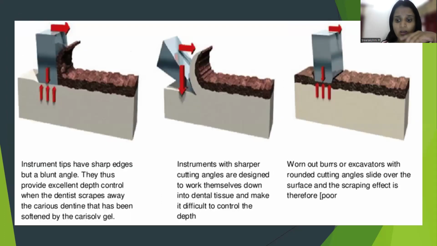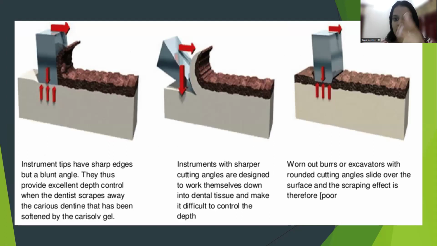So this is the method of removing the caries after you apply Carisolv, because you need an instrument tip which has a sharp edge but a blunt angle. They thus provide excellent depth control, and the dentist scrapes away the carious dentin that has been softened by this Carisolv gel. When you use sharper cutting angles, it can also remove the healthier dental tissues.